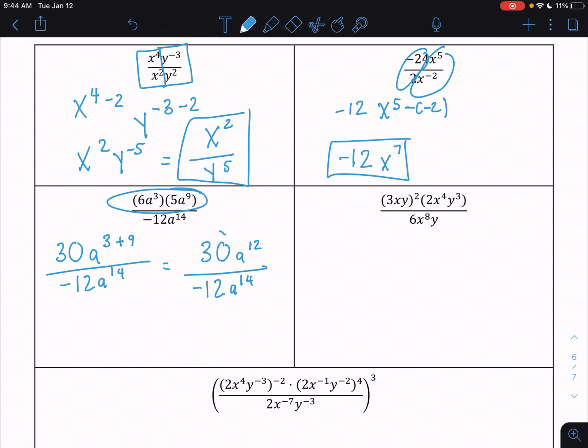Now we want to divide our normal numbers. So 30 divided by negative 12. This is going to stay as a fraction. I'm just going to divide the top and the bottom by 6 and get negative 5 over 2.